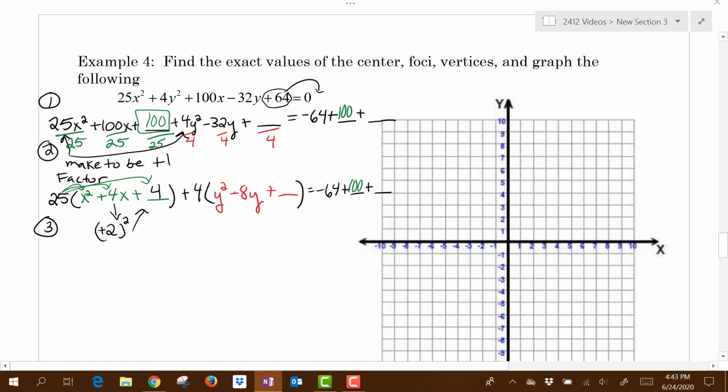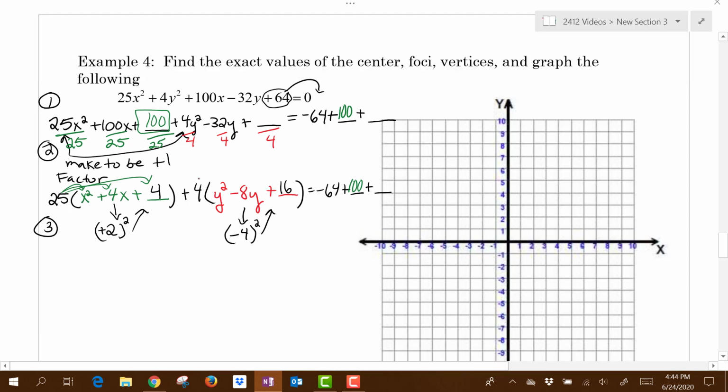Alright, now let's do the y terms. We're going to take half of that linear term, so that's a negative 4. Remember, taking half means dividing by 2. We're going to take that number, and then we're going to square it, and so we get a positive 16.